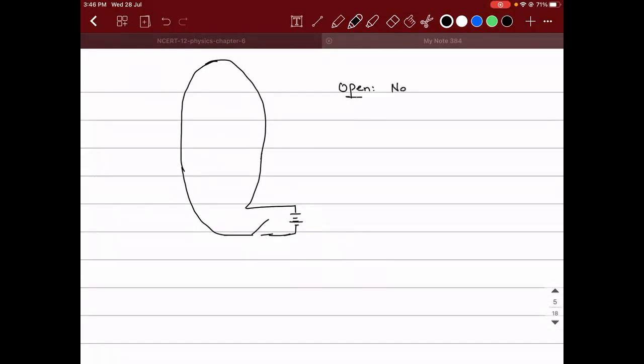There is obviously no current, hence no change of flux. And what will happen? Hence there will be no induced EMF. Am I clear with this? Right, there is no current, hence there is no change of flux, and there will be no induced current as well. Now the question is, if I close the switch, what will happen?